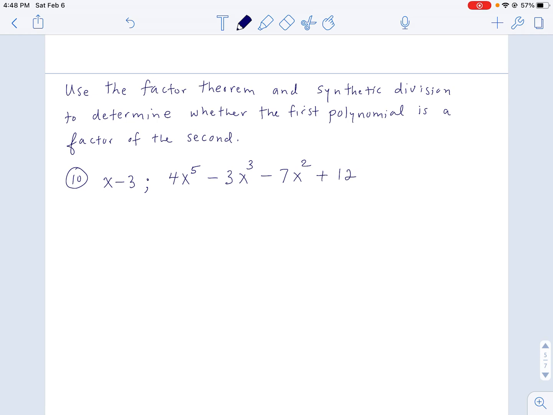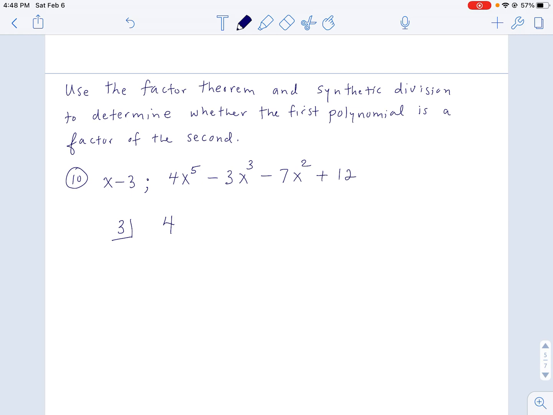So the polynomial, let's write out the coefficients. It starts with 4x to the fifth, so I put down 4. By the way, I should probably start with this. We're dividing by x minus 3, so on the far left in a box, I would put a 3. Then let me start over.